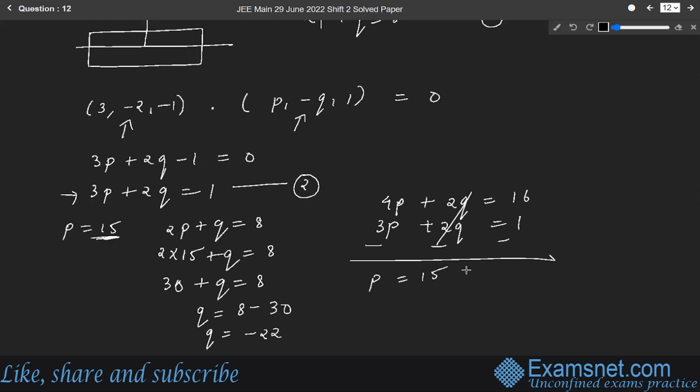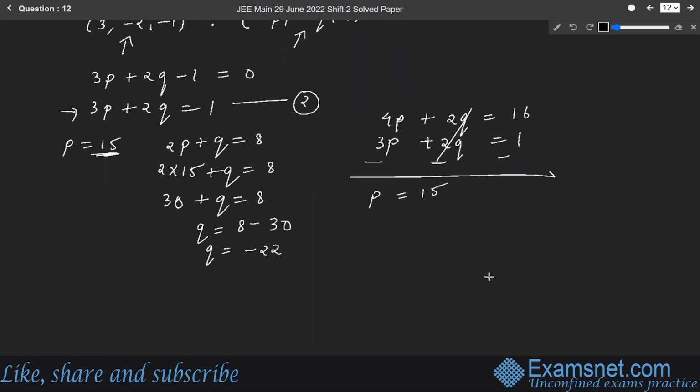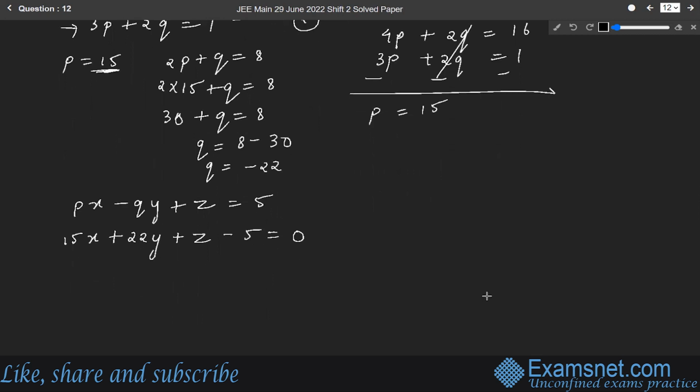Now we have the values of p and q. It means that we can substitute these values in the equation of plane. Okay, what is the equation of plane? Equation of plane is px minus qy plus z is equal to 5, right? So it will be px. What is p? 15. 15 into x minus qy. See, minus qy means minus q into y. Okay, so q is minus 22. So minus minus will be plus. So plus 22y plus z is equal to 5. So let us take this 5 on the left hand side. So it will be minus 5 is equal to 0. Now this is the equation, which is 15x plus 22y plus z minus 5 is equal to 0.